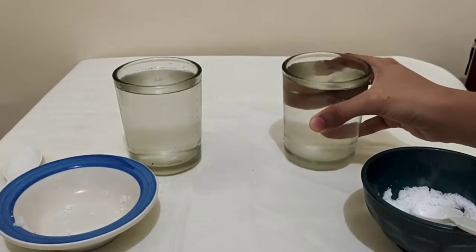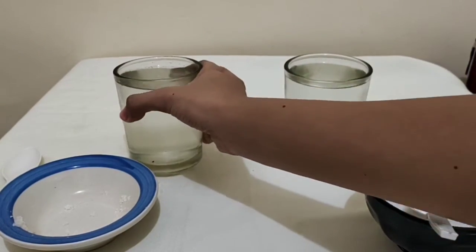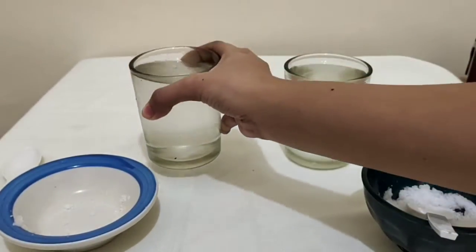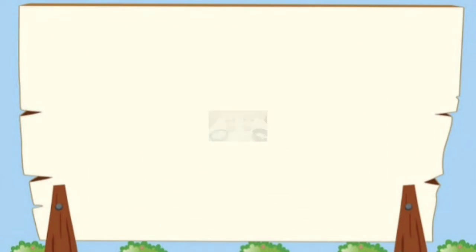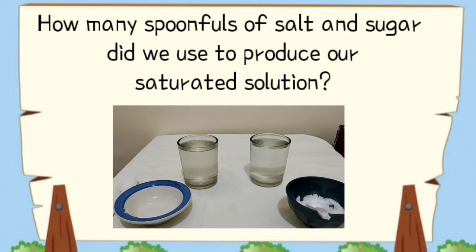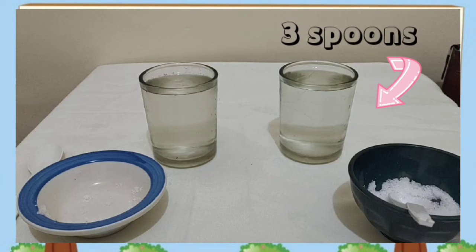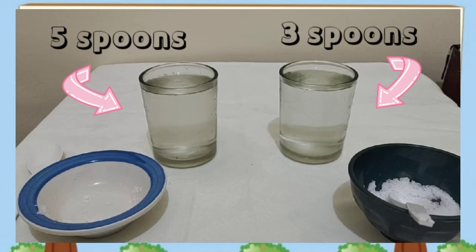Compare the amount of salt and sugar needed to make a saturated solution. How many spoonfuls of salt and sugar did we use to produce our saturated solution? Very good! Based on our activity, we only need 3 spoons of sugar to make a saturated solution, while a saturated salt solution requires 5 spoons of salt.